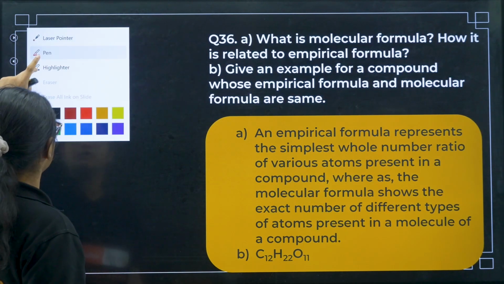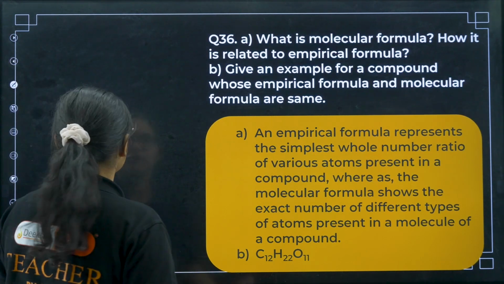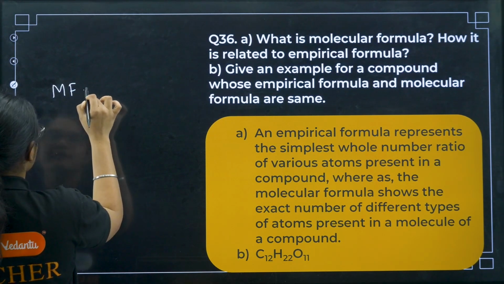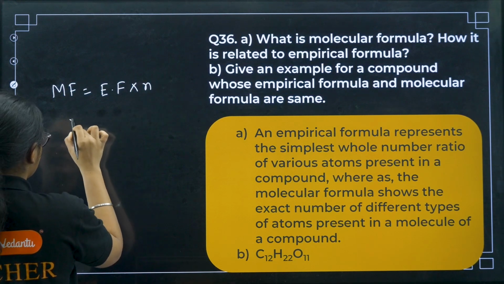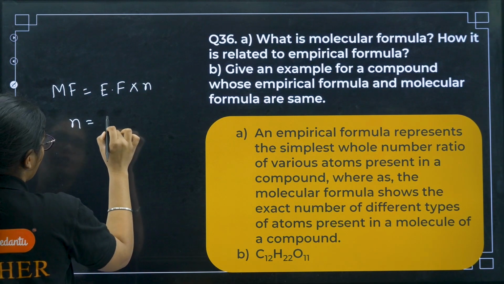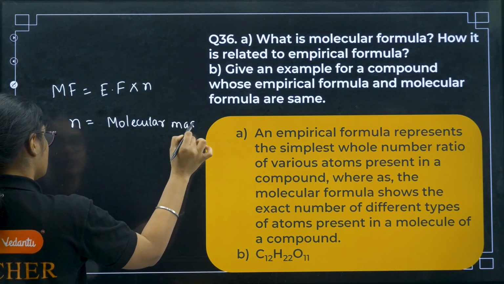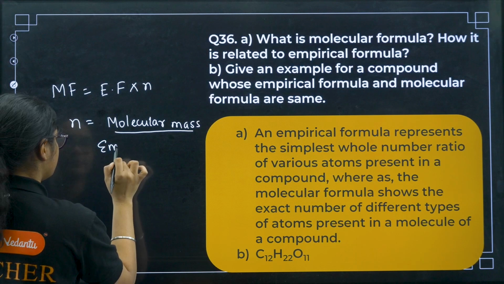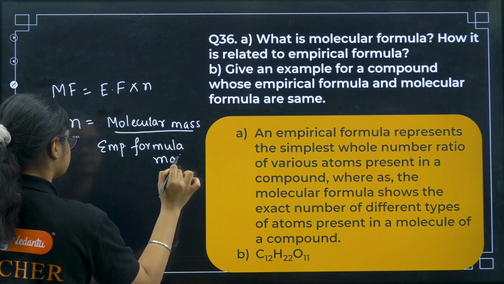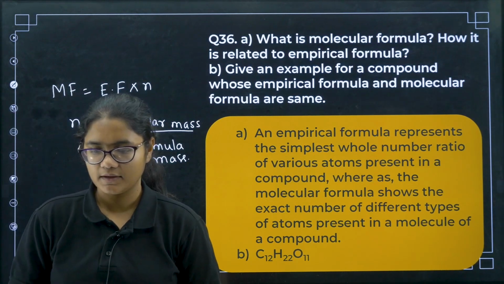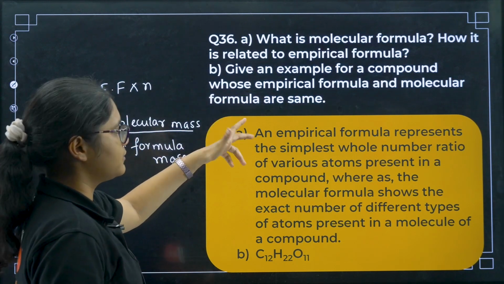Now the question is, how is it related to the empirical formula? So you can write down molecular formula is equal to empirical formula into N, where N is equal to molecular mass divided by empirical formula mass. Okay, clear? Fine.